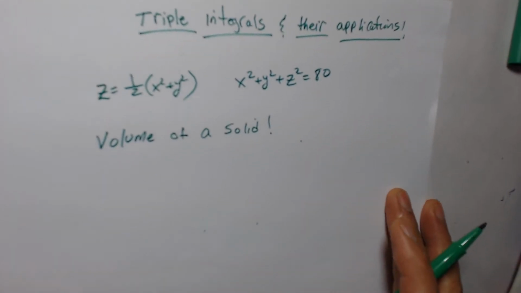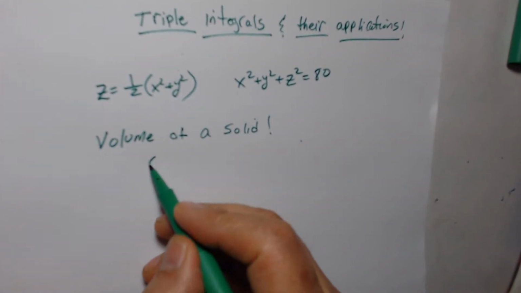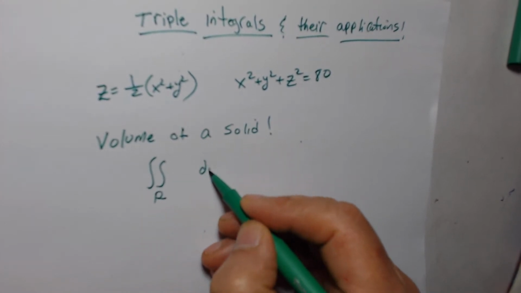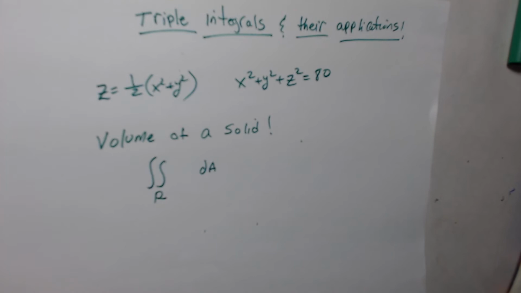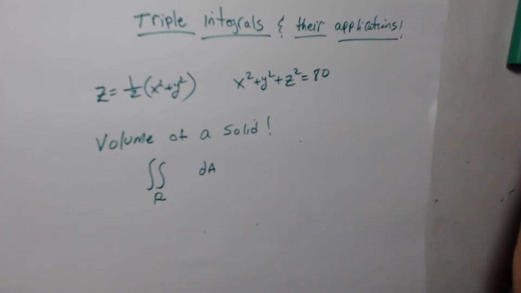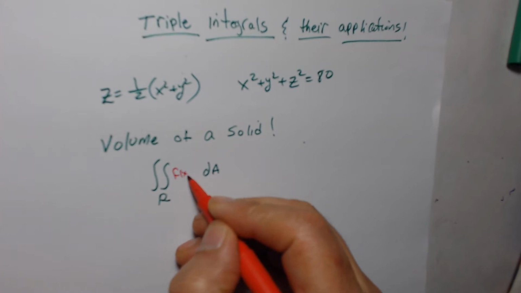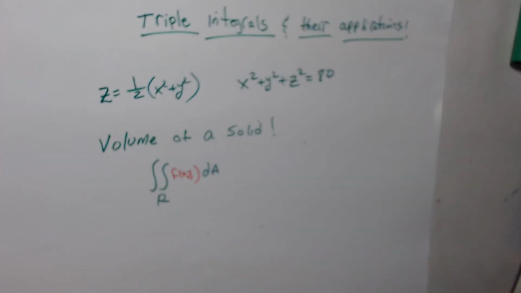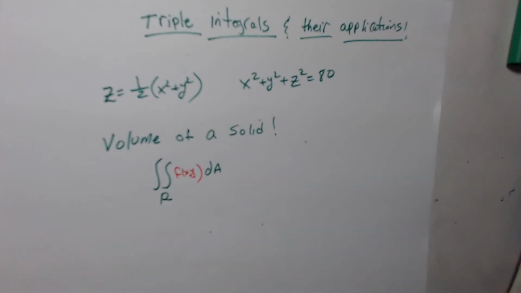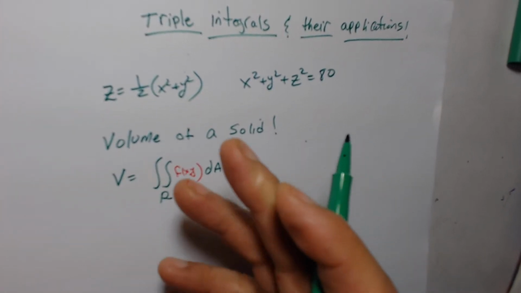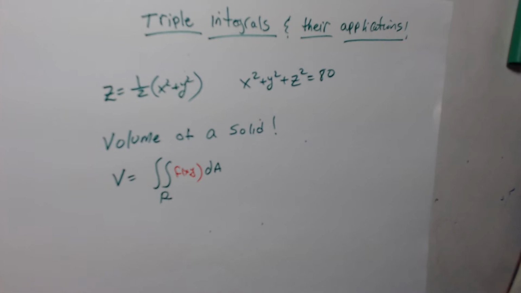But maybe some of you have said the volume of a solid could be found by a double integral when you take the base area and multiply by the height, and the height is a function of the region. Why do we have to study triple integrals?